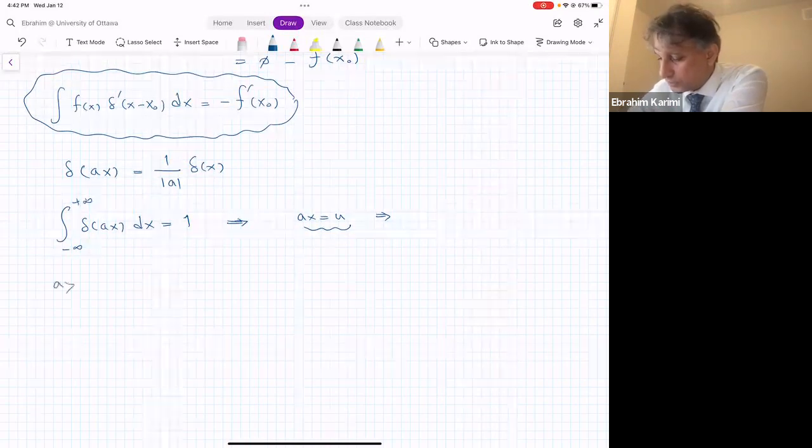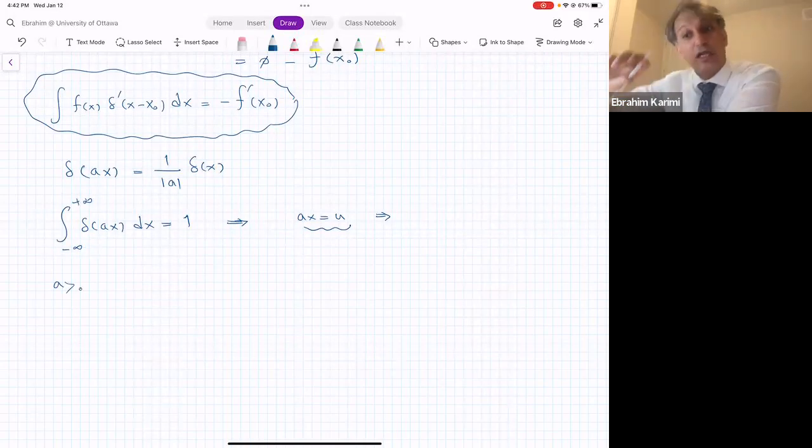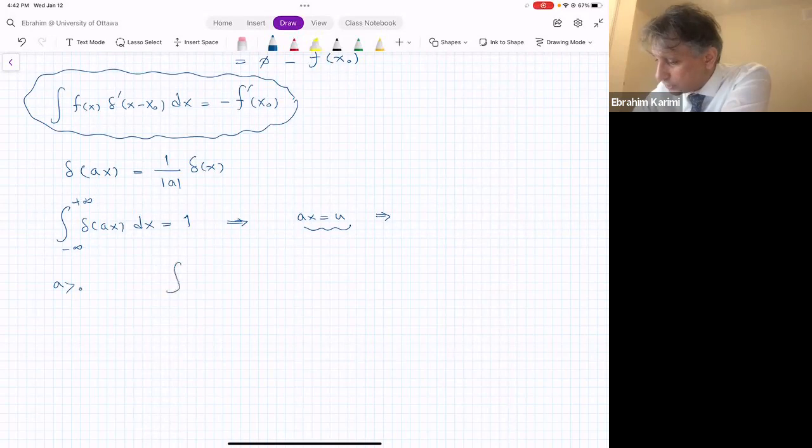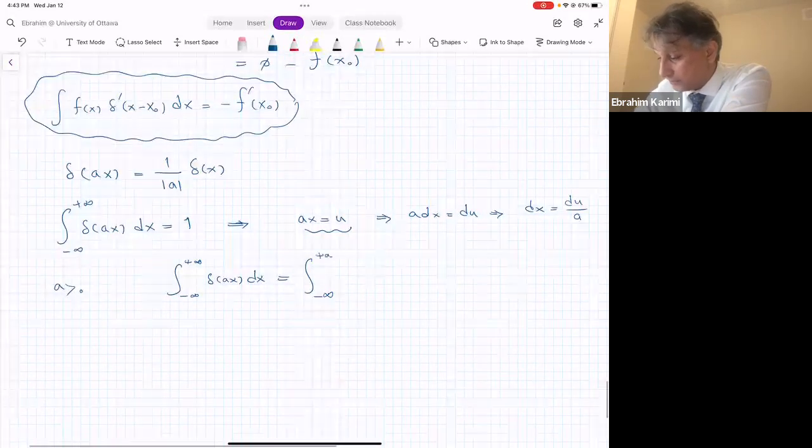Either A is positive. If A is positive, the interval will be fixed. It will not be swapped. So then the integral from minus infinity to plus infinity of delta AX dx will be equal, with the change of variable, A dx equal to du, therefore dx is equal to du divided by A. Then it will be equal to, if A is positive, the integral from minus infinity to plus infinity of delta of U du divided by A.